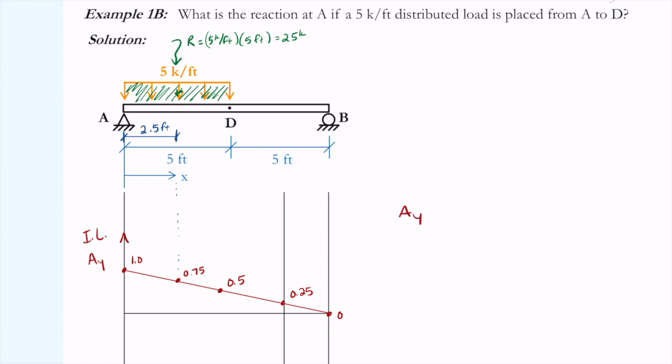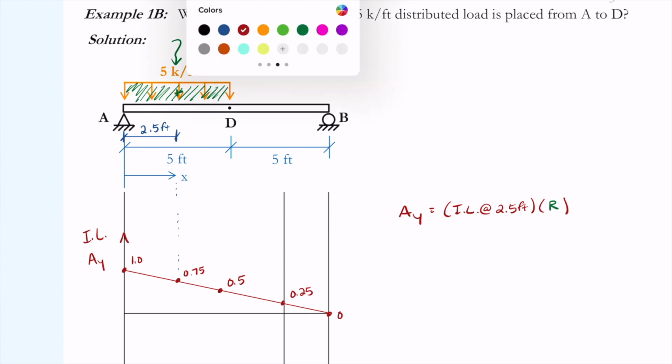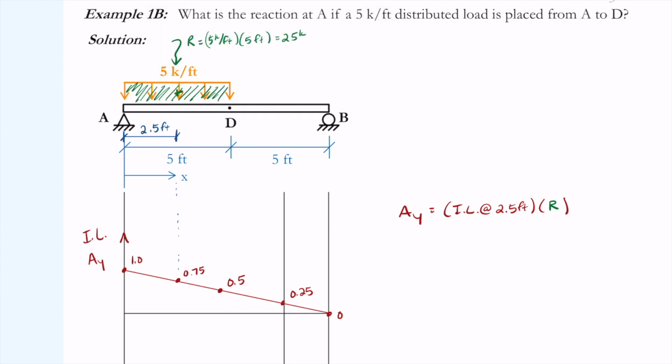You can always use similar triangles to find out what this value would be. I think it's, in this example, fairly obvious. And so we can then solve for the reaction AY. We take our value of the influence line at 2.5 feet and multiply it by the total resultant force. So that's 0.75 times the 25 kip resultant force. And do the math. That should come out to about 18.75 kips.